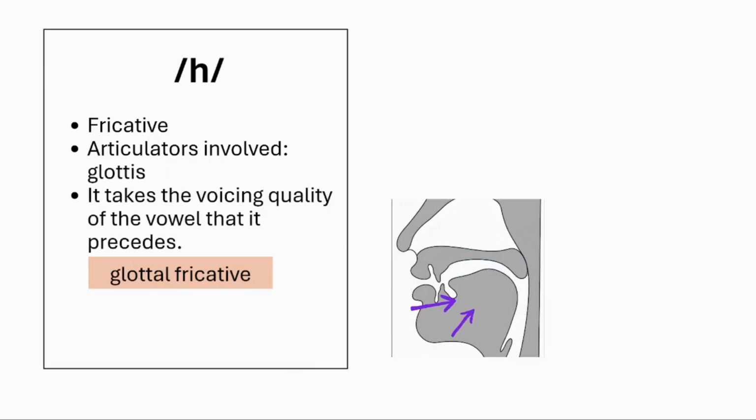The last fricative sound that we're going to describe is called the glottal fricative. This sound, which is the first sound in words like hut or hot, is produced in the glottis, and it is voiceless, but it takes the voicing quality of the following vowel or the vowel that it precedes.